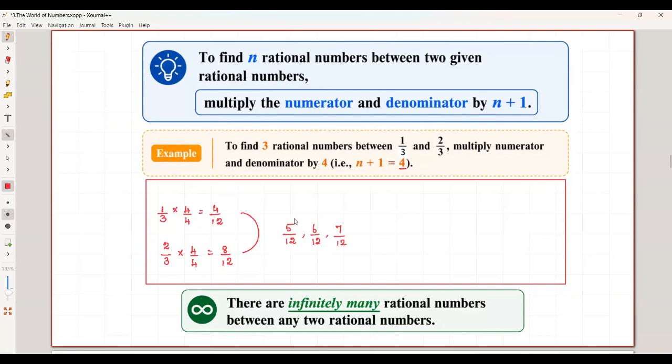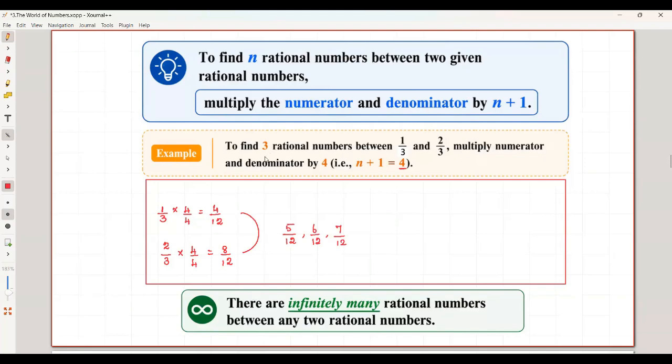Sometimes in your school they may teach that if the denominators are the same, directly multiply with 10 by 10. Commonly you can go with 10 by 10. But suppose they ask for 12 rational numbers or 11 rational numbers; if you multiply by 10 by 10, you can get only 9 rational numbers. So this is the general method. If they ask for three rational numbers, multiply with the next number, n plus 1. From this, we can say that there are infinitely many rational numbers between any two rational numbers.